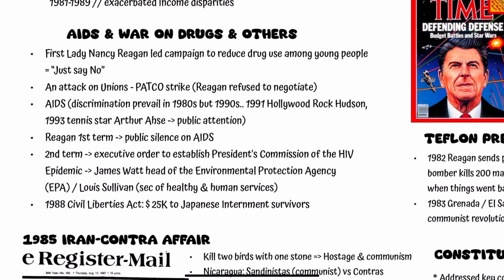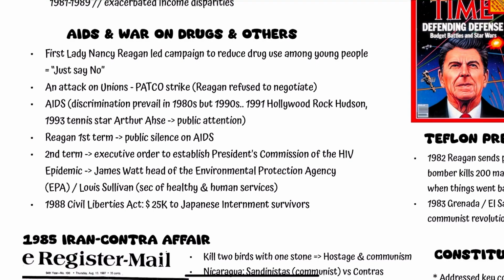Let's look more at AIDS. So AIDS, the disease itself, was very, very discriminated against, especially in the 1980s, because people perceived AIDS as something that only homosexual men really get, right? And hence the discrimination prevailed. However, as it comes to the 1990s, in 1991, Hollywood famous person Rock Hudson, and in 1993 tennis star Arthur Ashe, also got affiliated with AIDS, and therefore it received more public attention.